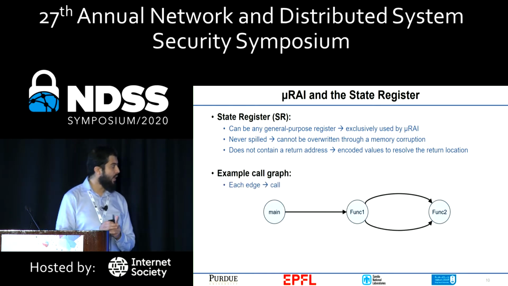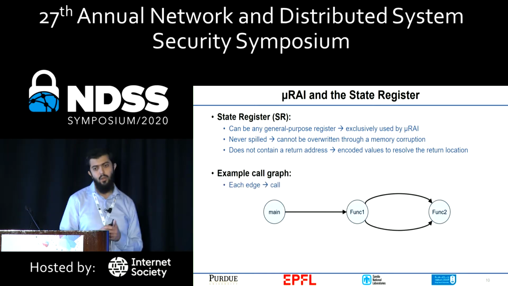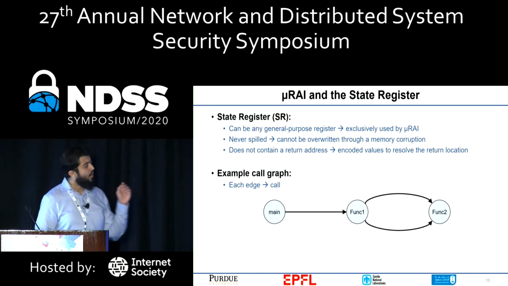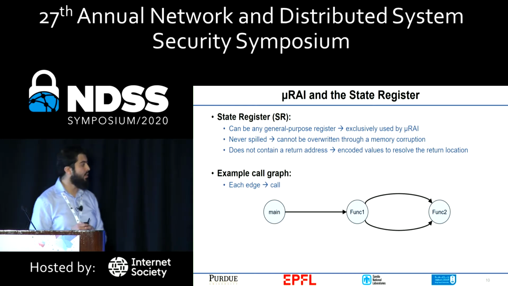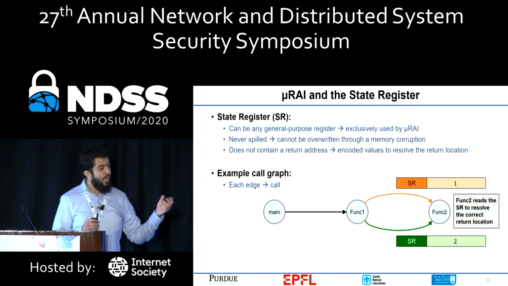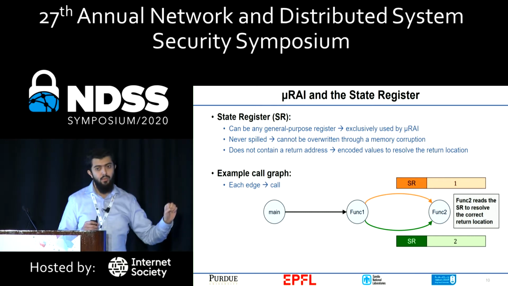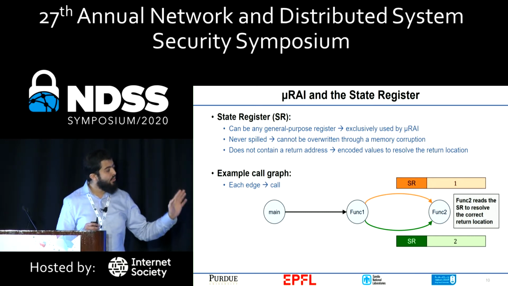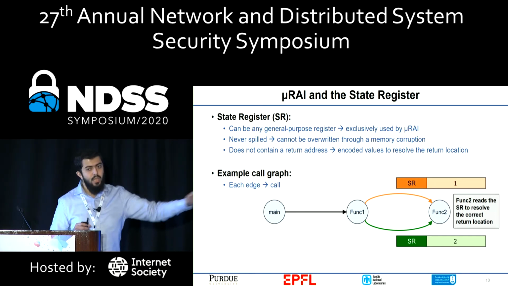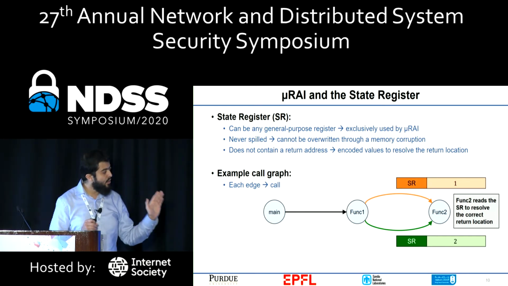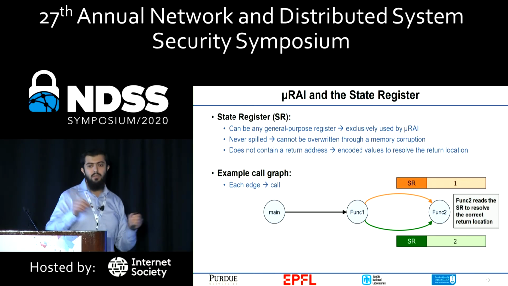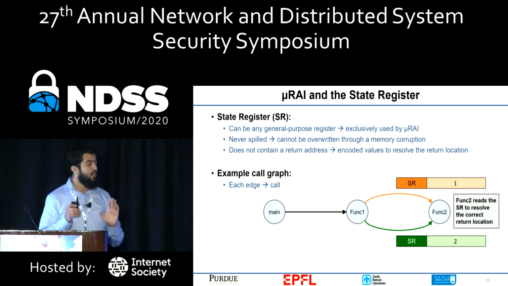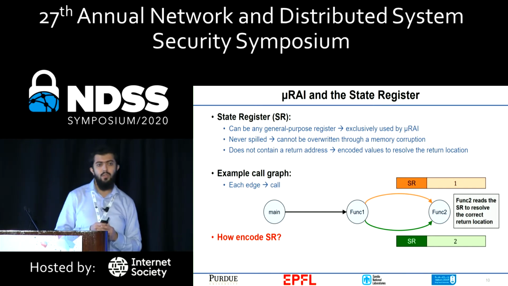Consider the following call graph on the bottom, and each edge here is a call. What we want to see here is that function 2 on the far right has two call sites. And how do we find the call site? What's going to happen, with the state register adhering to the condition we just mentioned, is that if we go through the top edge, the orange one, the state register is going to change to 1. If it goes through the lower or bottom edge, the green one, it's going to change to 2. And what function 2 basically does is read the state register and know its call site. This is good in theory, but how do we actually encode that state register?